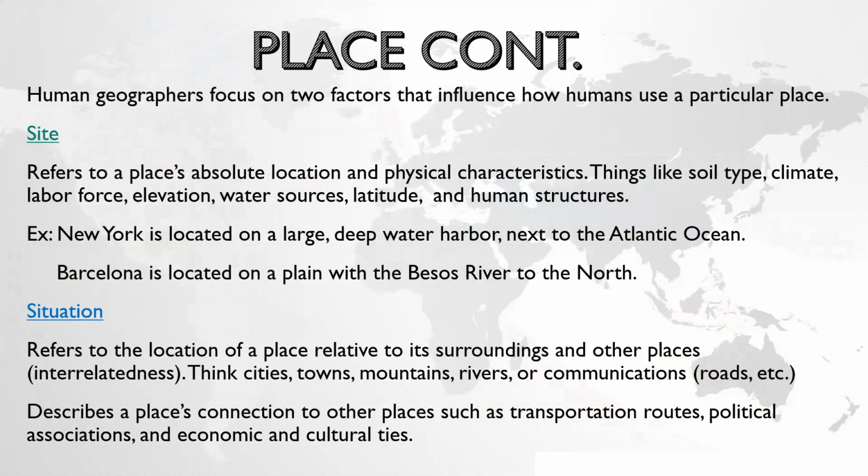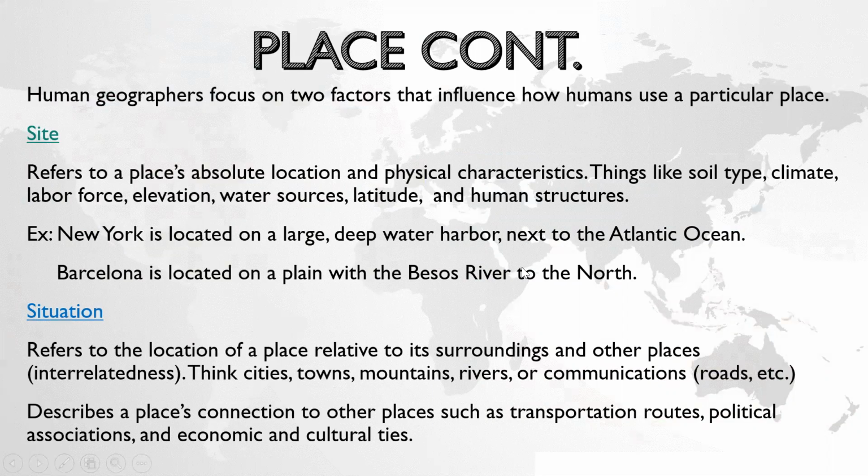Situation refers to the location of a place relative to its surroundings and other places, right? The interrelatedness. So think of relative location. Think of a place, its situation: the cities next to it, the towns, the mountains, the rivers, communications like roads, bridges. And situation ultimately is meant to describe a place's connection to other places, all right?